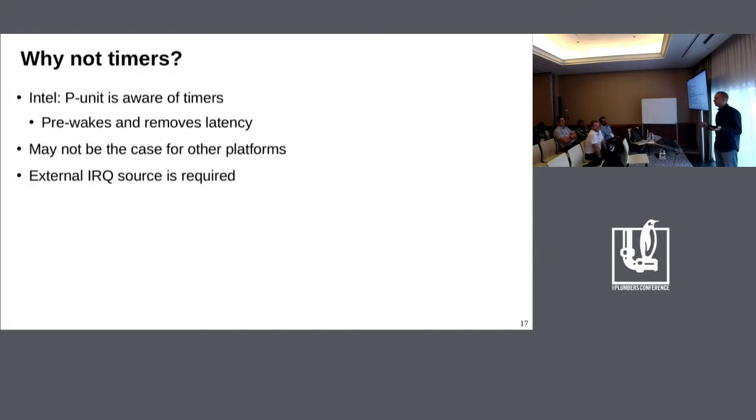Now the question is, why not use timers? They are a perfect source of delayed interrupts. They're designed for that. The answer is that on Intel platforms, they are too perfect. They are so perfect that they make C-state latency invisible. The problem is that the P-unit, the microcontroller inside the Intel chip, or PMC, is aware of timers. So it will pre-wake the core, hide this latency, and make it disappear or drop substantially. So on Intel platforms, we need to use something external. That's why we use the network card. But probably there are platforms out there where timers could be used.